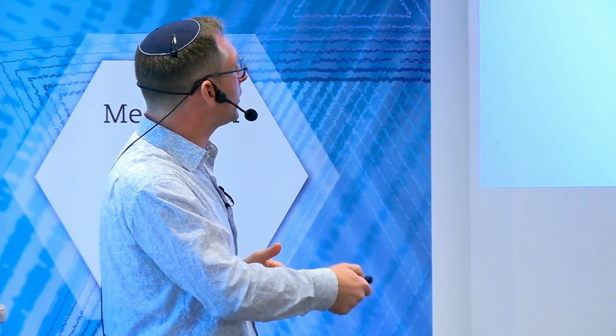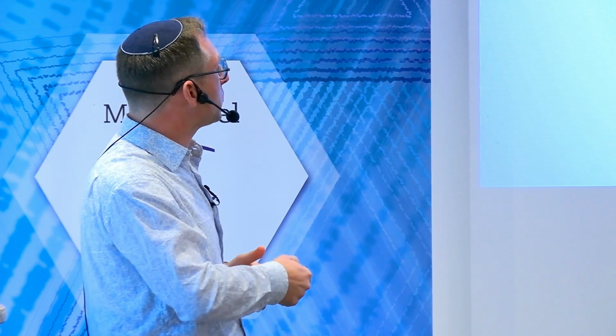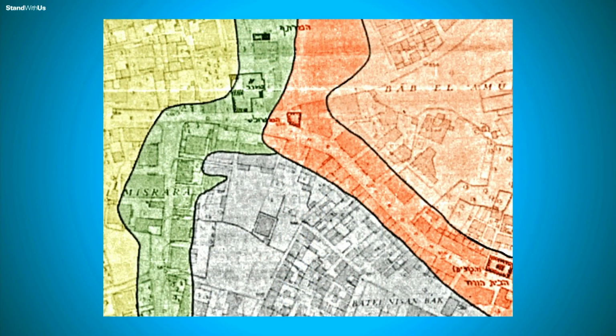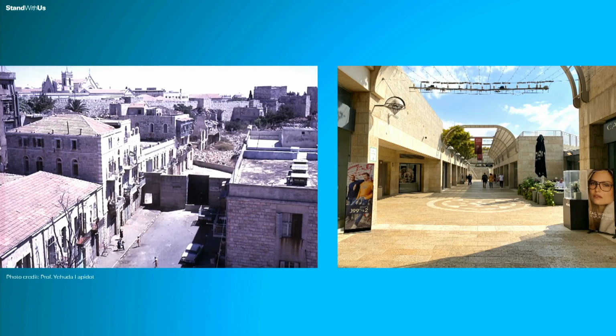Jerusalem becomes divided between East Jerusalem under Jordanian control, what we can see over here, West Jerusalem under Israeli control, and there are areas of no man's land in between as well, filled with barbed wire and not very nice looking. Particularly, anyone been to the Mamilla Mall?